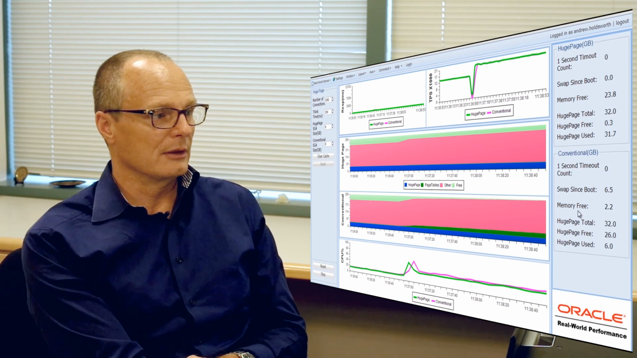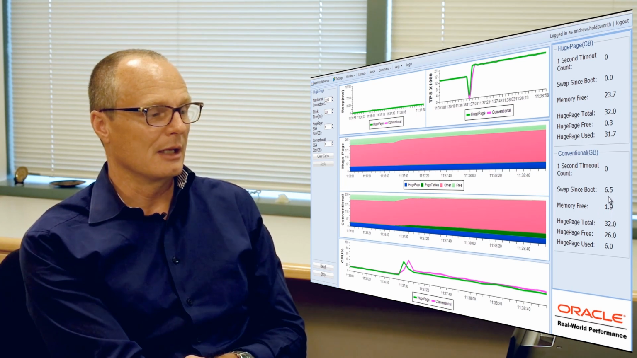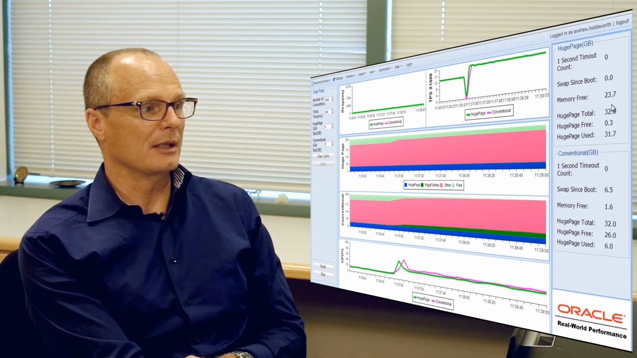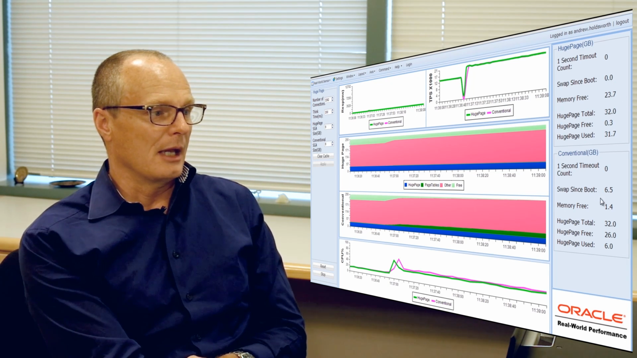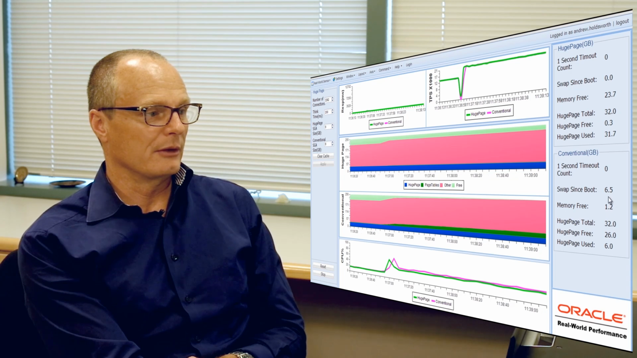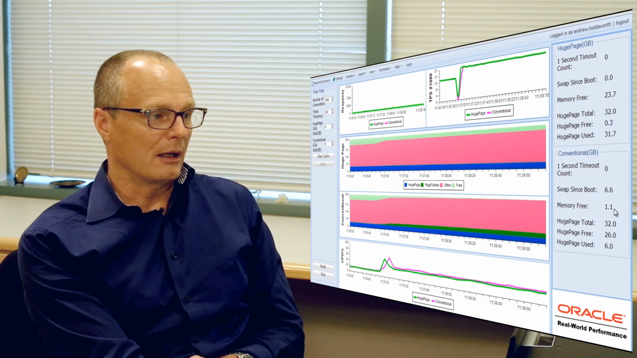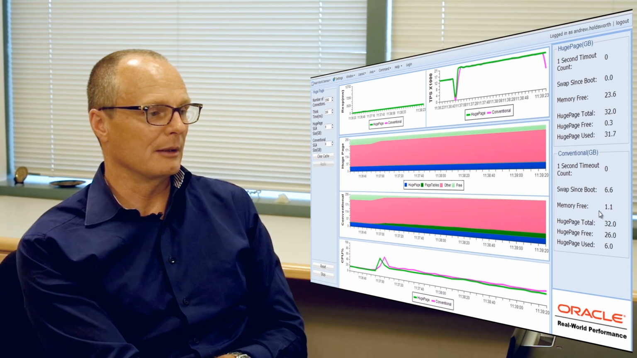So if we look at the conventional memory model and see how much memory is free, you'll notice that the amount of free memory is dropping all the time. We're not seeing that in the huge page case, it's just sitting there statically. At this point we're eating memory and we're down to about 1.2 gigabytes of free memory. In about a second, we're going to hit a point where we run into memory starvation.